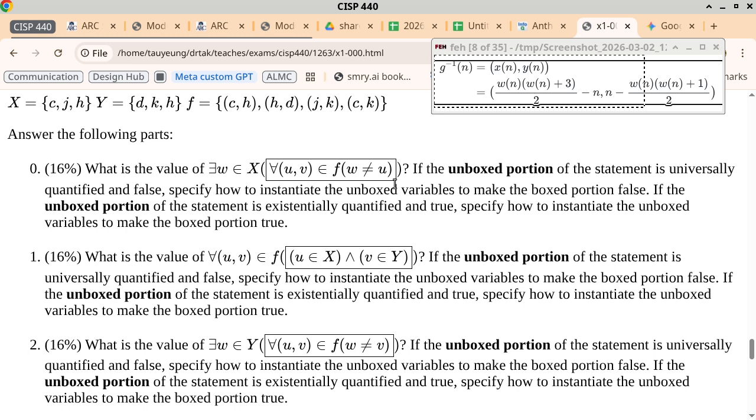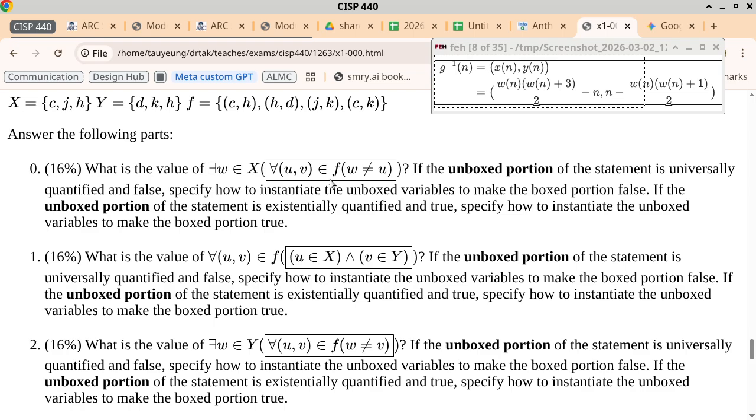So in this case, is it true or false? Let's take a look. This is C maps to H, we're good. This is J maps to K, we're good. Oh, C, by the way, maps to two things, right? It maps to H, it also maps to K, but it's okay. I just need it.